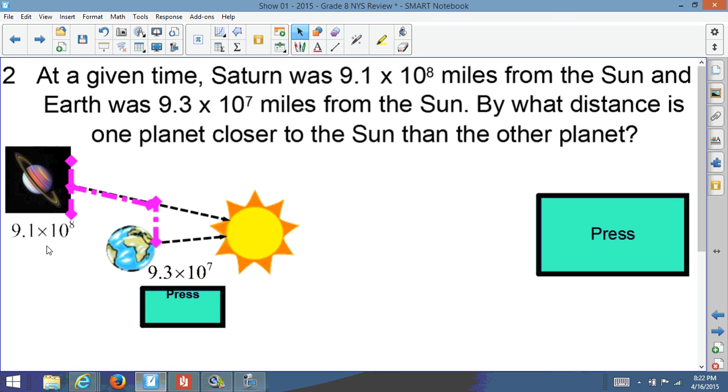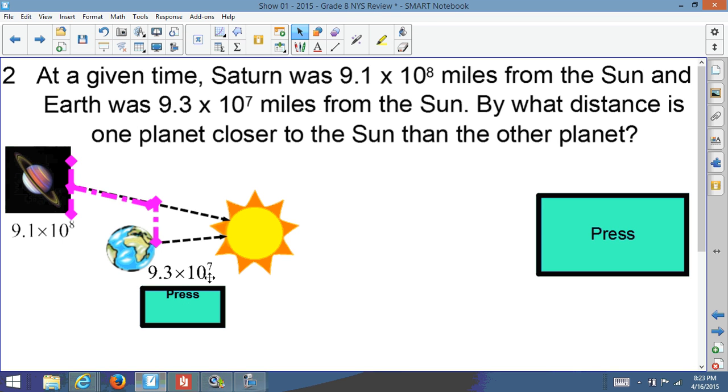Now we could change them all to regular numbers by using our calculator and subtract the two and then change it back to scientific notation, or we could just use the rules that we learned from the other video about how to subtract scientific notation. First thing you've got to remember, you have to have the same exponent in order to subtract the coefficient numbers. So this is a 7 and that is an 8, so I need to change that to an 8.